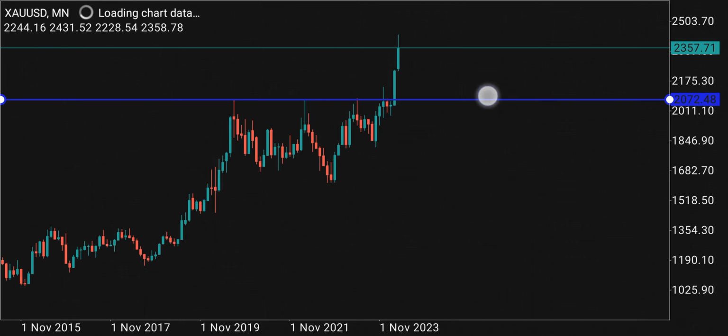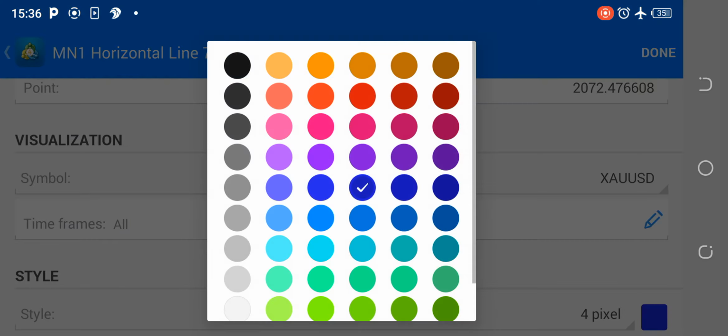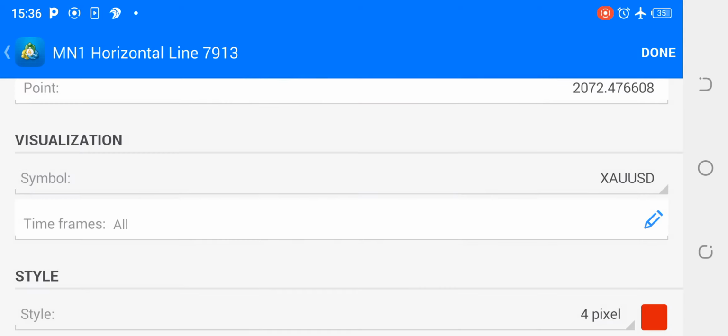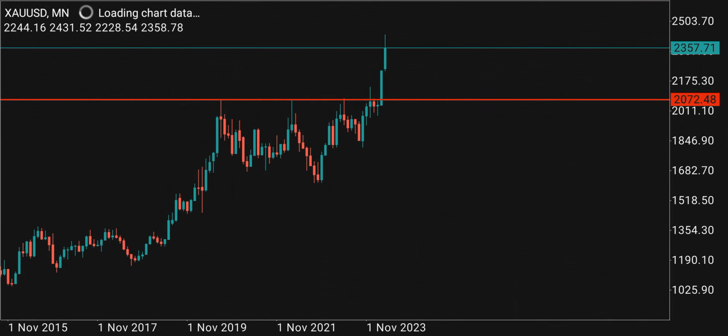I can even edit this line just to give it a color. Let me give it a color red. Yes, so I've given it a color red. You can see it is touching that point and that point. So it's a level of resistance, and we are saying a resistance is a line that attracts selling pressure. You can see every time the market touched there, the market went lower.